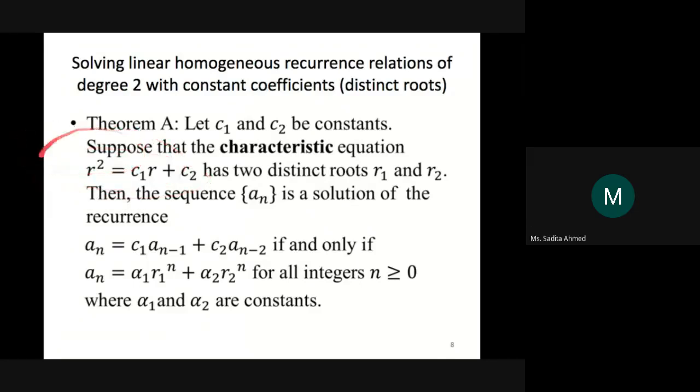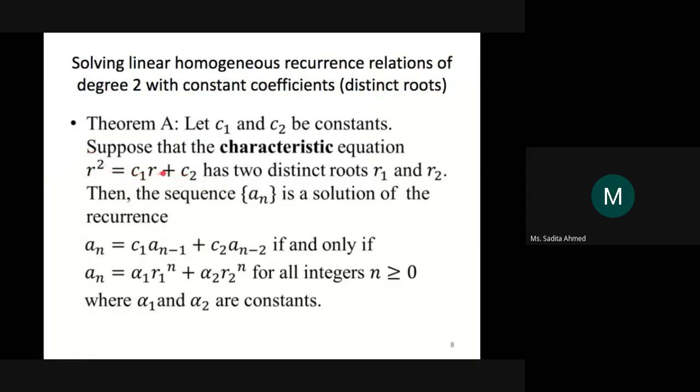Now we will use this theorem to solve the recurrence relation. Now what does the theorem say? The theorem says that if this characteristic equation, r squared is equal to c1r plus c2, has two distinct roots, and if you solve it and get two roots, how will we solve them?